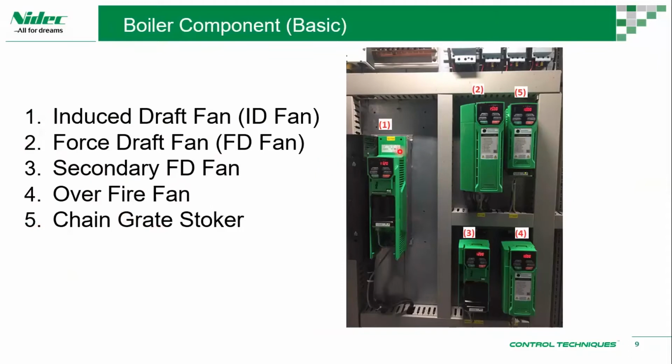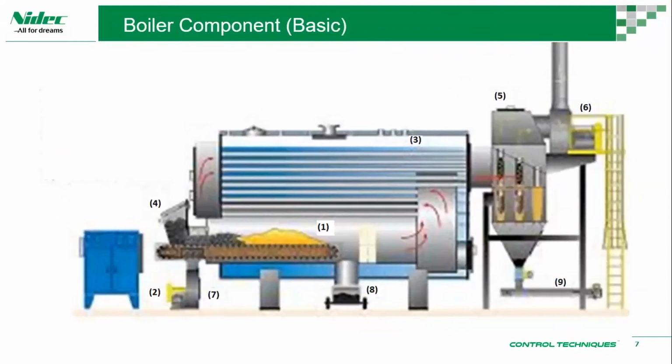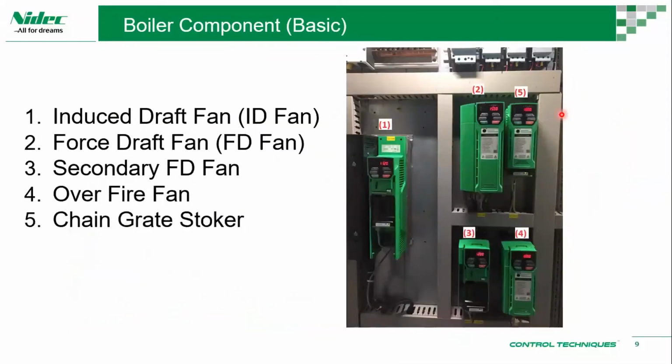The biggest capacity is the ID fan. Why? Because if you can see the distance here, from the furnace area until the chimney, and suctioning the gas, we need a big force. That's why the biggest capacity is the ID fan. The FD fan is smaller, and the smallest is the chain grate stoker. I will explain one by one to answer your question, sir, starting with the chain grate stoker.